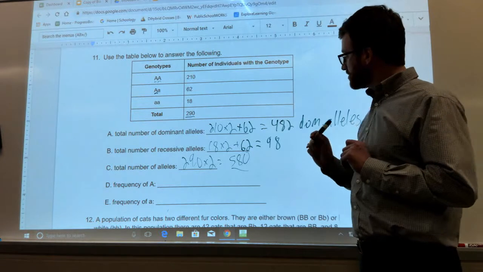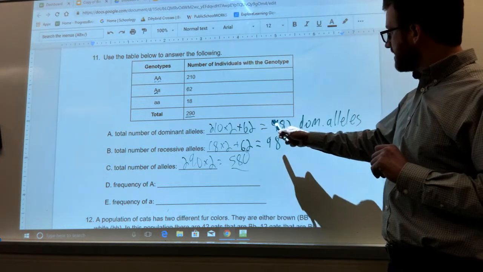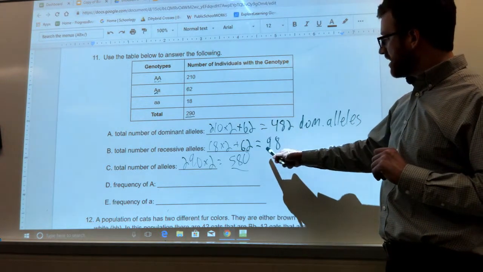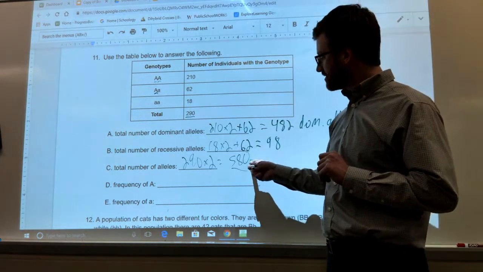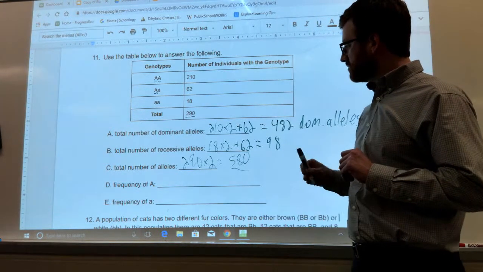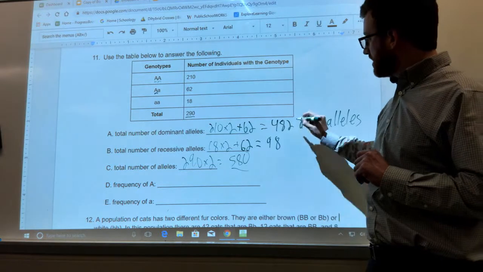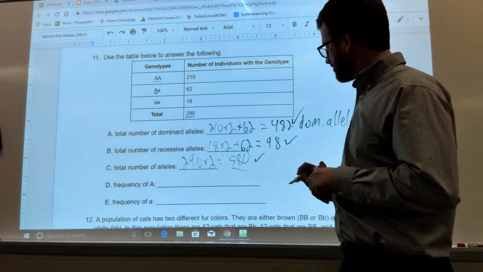Now to check your work, what you can do is add 482 plus 98, and you should get the total, which is 580. And in fact, you do. So you did this right. So this is right, and this is right.